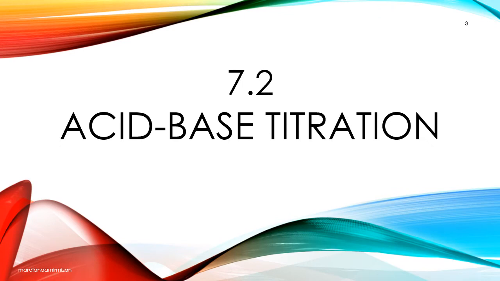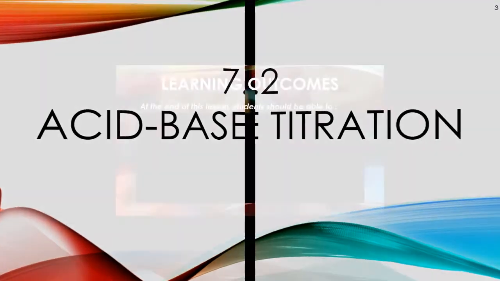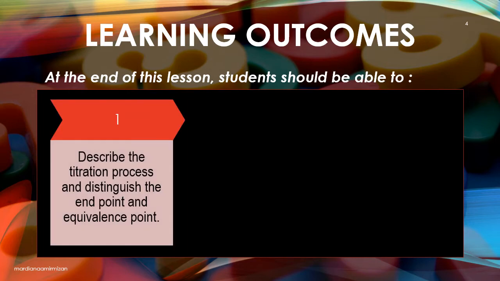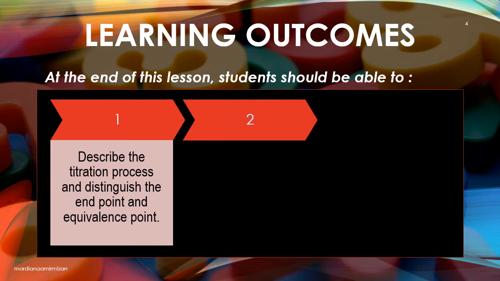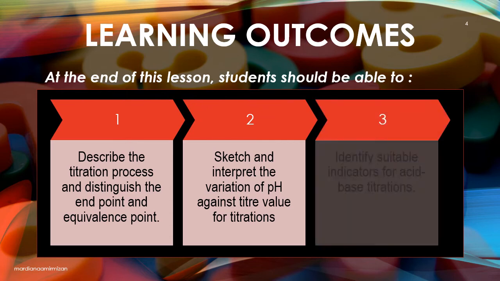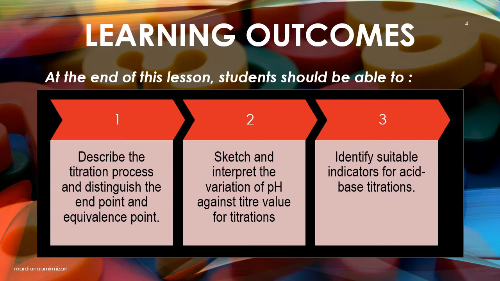In this video, we are going to discuss acid-base titration. Here are the learning outcomes for these lessons. At the end of these lessons, students should be able to describe the titration process and distinguish the endpoint and the equivalence point. Students also need to sketch and interpret the variation of the pH against titer value for titrations. Students need to identify the suitable indicators for acid-base titration.